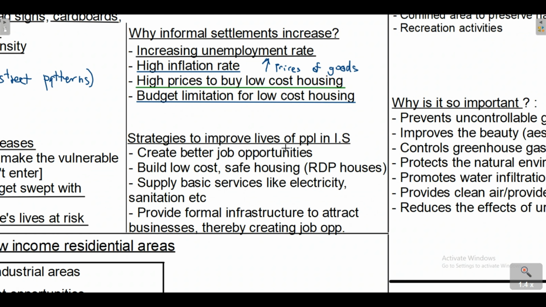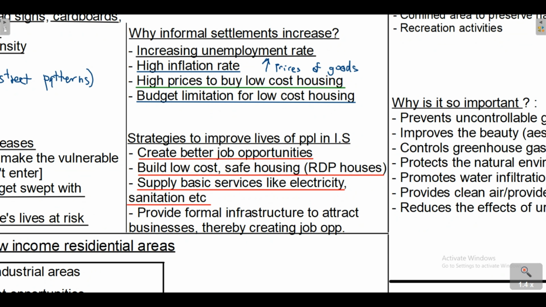Strategies to improve the lives of people in informal settlements. Yeah, I did not have space there, hence I wrote it like that. First things first, you have to create better job opportunities. Create jobs that pay people better so that they can buy low cost houses, build low cost safe housing. For example, the RDP houses are low cost, safe houses. They are built using bricks, which is a better material than wood and plastic. Let's supply basic services in these areas: electricity, sanitation, piped water, schools.